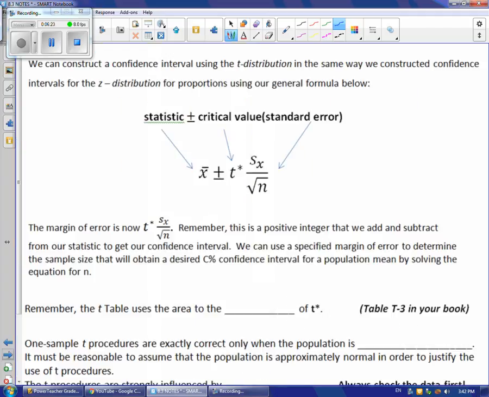So let's talk about how we can actually construct the confidence interval using the t-distribution. It's the same way we constructed our confidence intervals for the z-distribution for proportions, and we're still going to use the same general formula of your statistic plus or minus your critical value times your standard error. Remember, this is also called our margin of error.